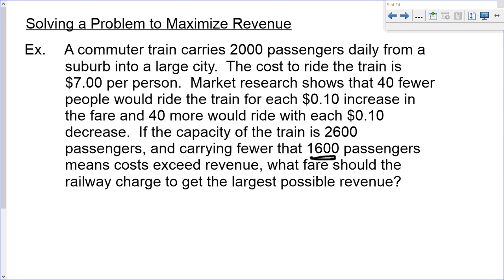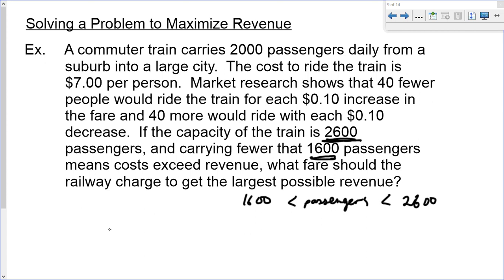Now, also playing into this domain is the 2,600. The 2,600 is the maximum number of passengers for safety reasons, maybe seats, whatever the case may be. So the passengers lie between 1,600 and 2,600. Now we're trying to decide how much I should increase or decrease the fare in order to maximize revenue.